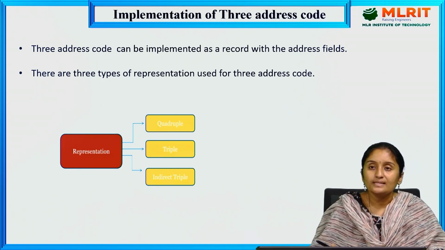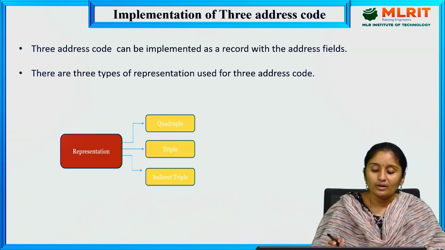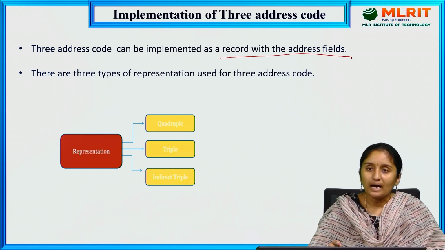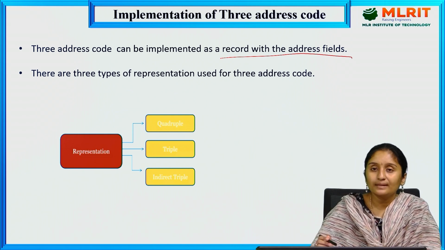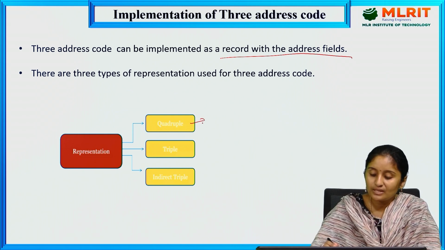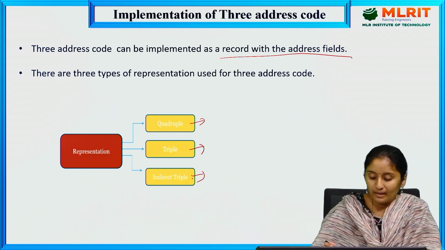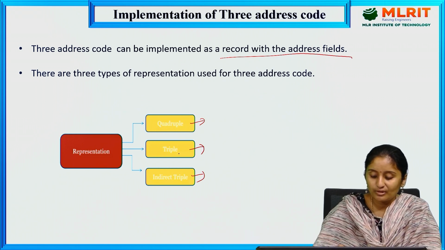So the next one is implementation of 3 address code. The 3 address code can be implemented as a record with address fields. We can implement these 3 address codes with the address fields. The first one is quadruples, the next one is triples, and the next one is indirect triples. So these are the 3 types of representations of 3 address codes we have.